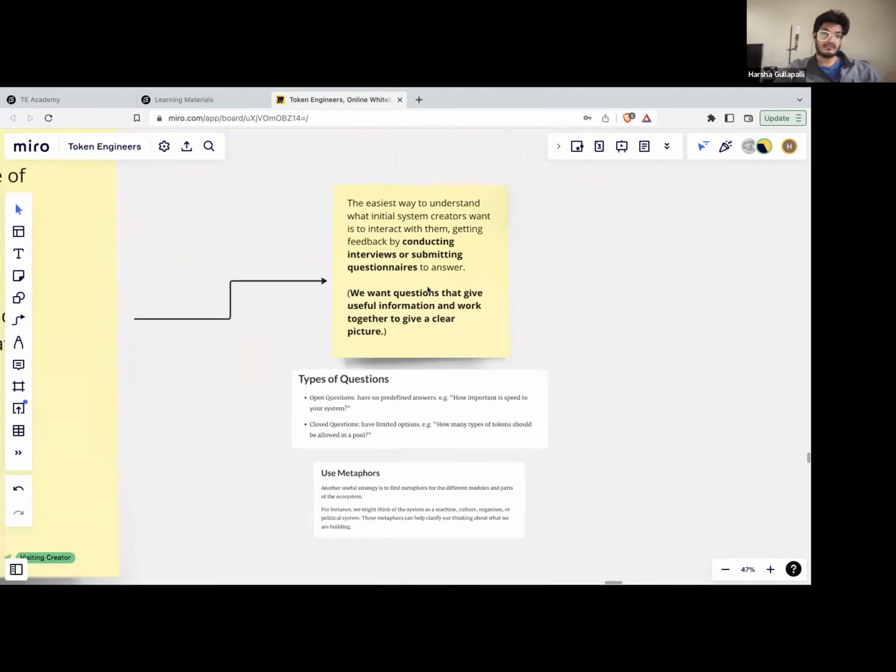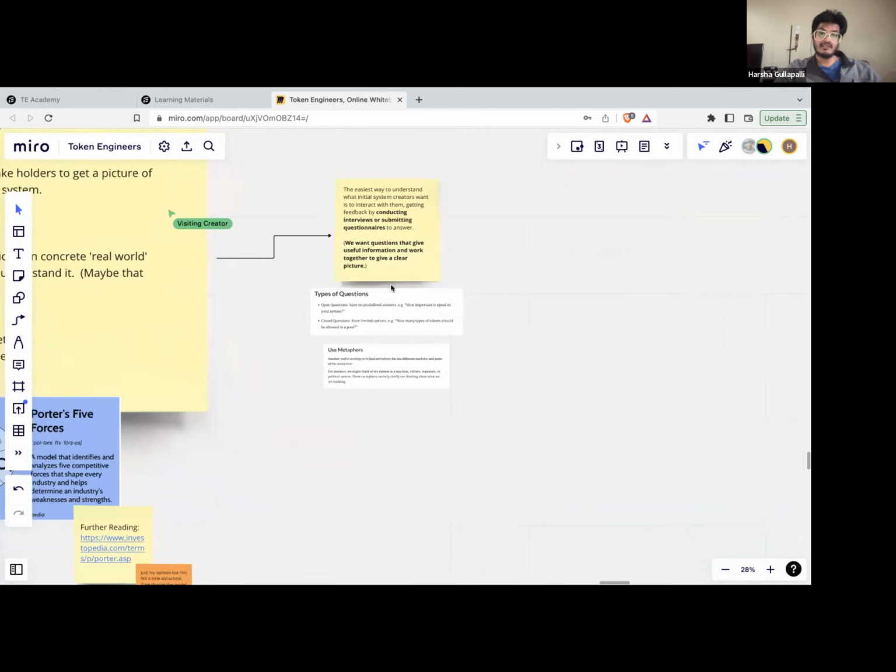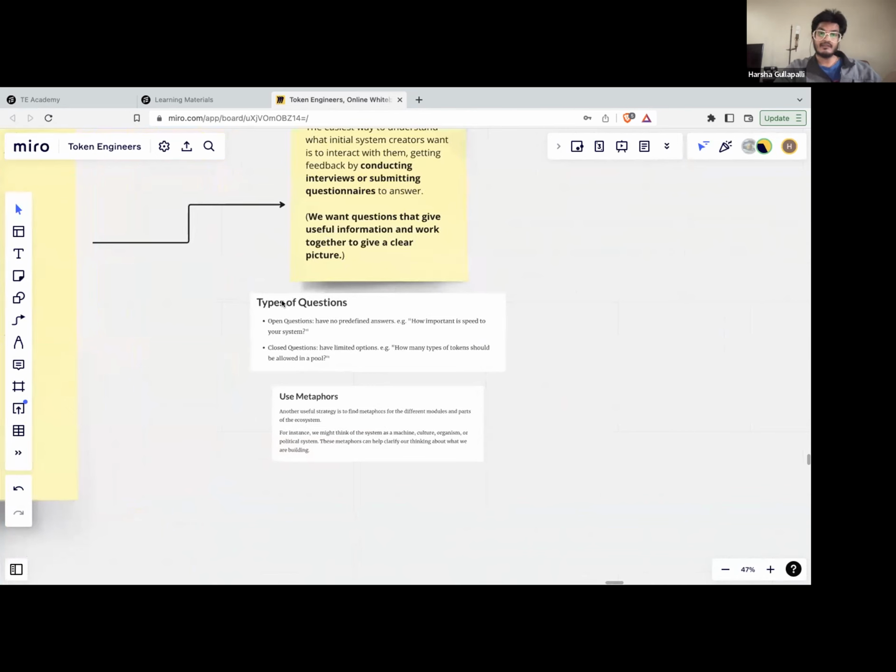And also, to understand our goals and objectives, they say that questionnaires are a good idea, and the questionnaire should contain open-ended questions and closed-ended questions. And the use of metaphors is also a good idea, because we understand systems better when they're compared to systems that we know in real life. It helps with the understanding.